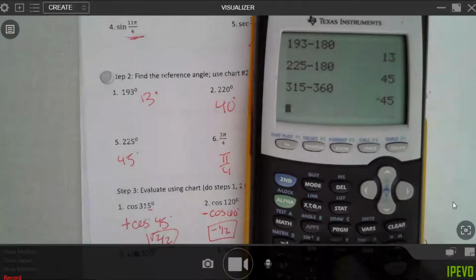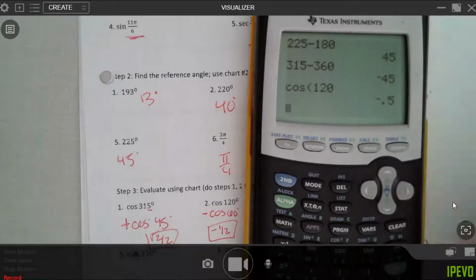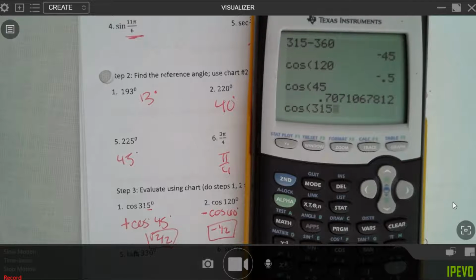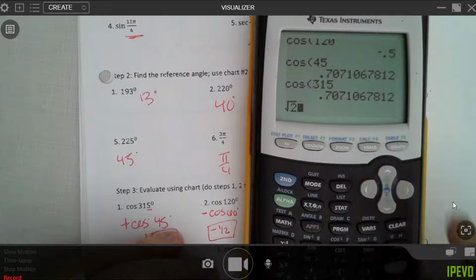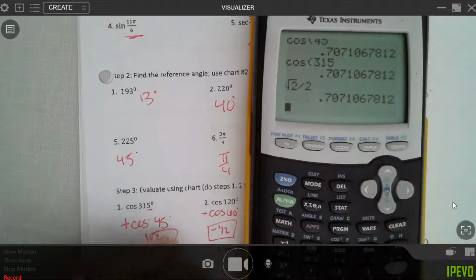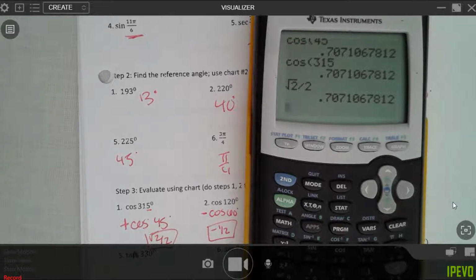Watch, if I do cosine of 120 in my calculator, it tells me negative 0.5. If I do cosine of 315 in my calculator, watch, square root of 2 divided by 2, same answer. So you can check in your calculator and you get the exact same answer.